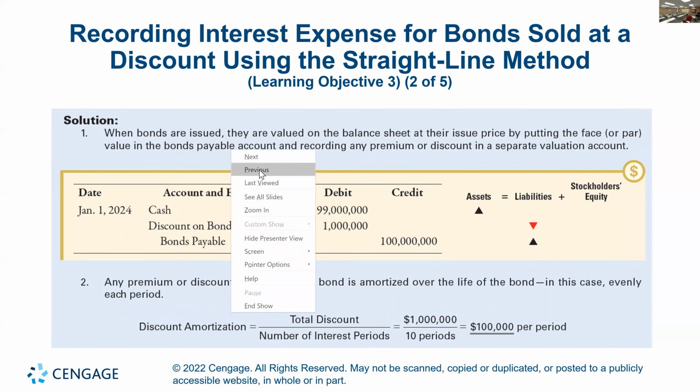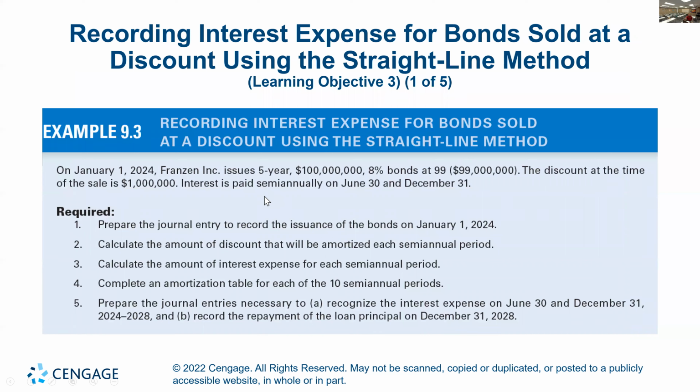Did we change our numbers here? All right, yes, we did. So Friends Incorporated issues 5-year, 100 million, 8% bonds at 99. If they issued them at 99, that means they're only receiving 99 million of the 100 million that they're offering, meaning they're going to get a discount. And it tells you right there, the discount is $1 million. Interest is paid semi-annually on June and December 31st.